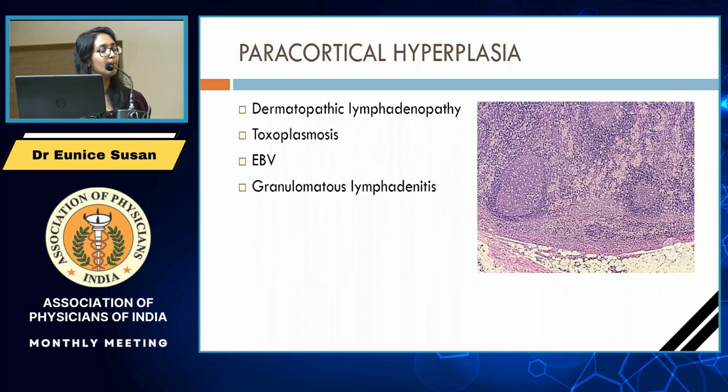A few words about paracortical hyperplasia here. Paracortical hyperplasia is usually seen in dermatopathic lymphadenopathy associated with psoriasis or eczema, which was not present in this patient, toxoplasmosis, EBV, or granulomatous lymphadenitis. So here I've shown a representative diagram of the paracortical hyperplasia.